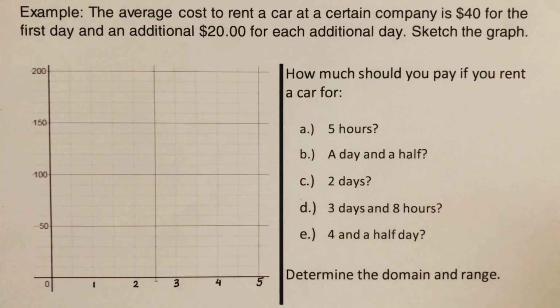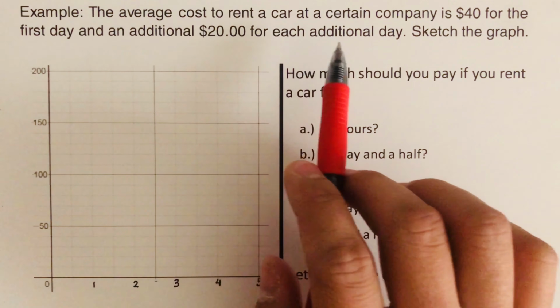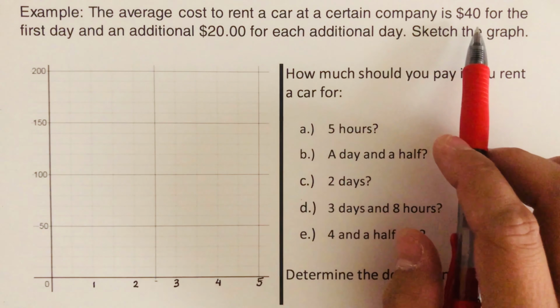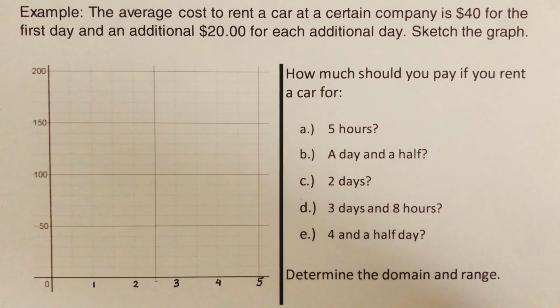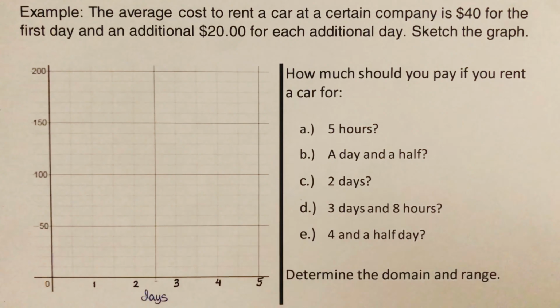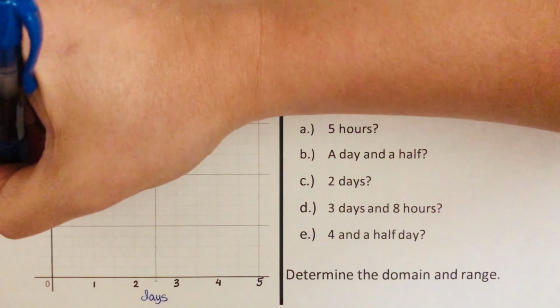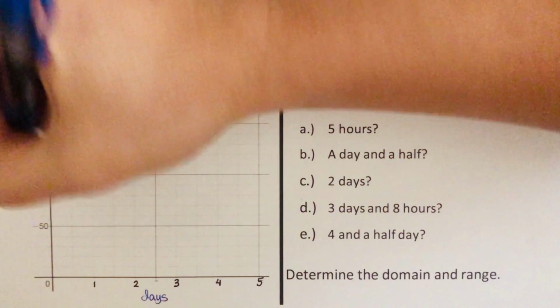Okay, so let's go over the problem here. The average cost to rent a car at a certain car company is $40 for the first day and an additional $20 for each additional day. Sketch the graph. We label this part here. This will be days. And this one right here would be the cost, and this is going to be in dollars.